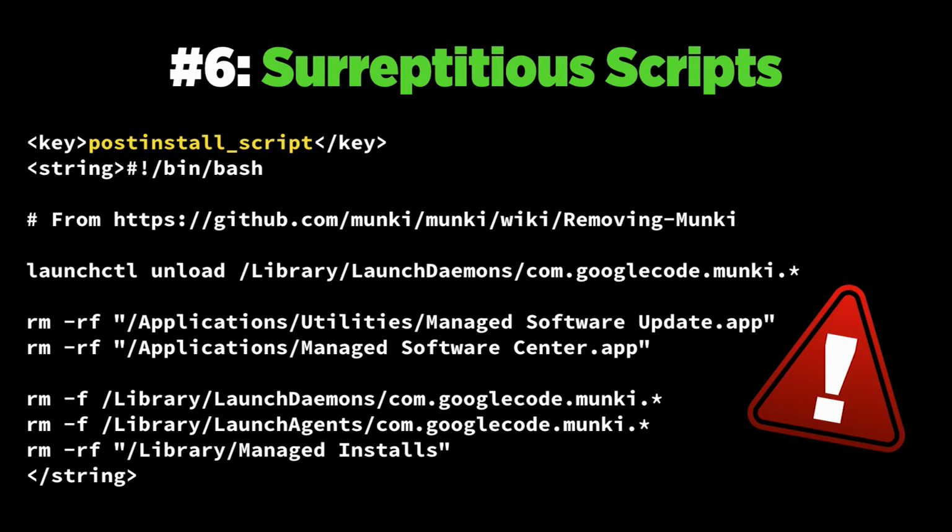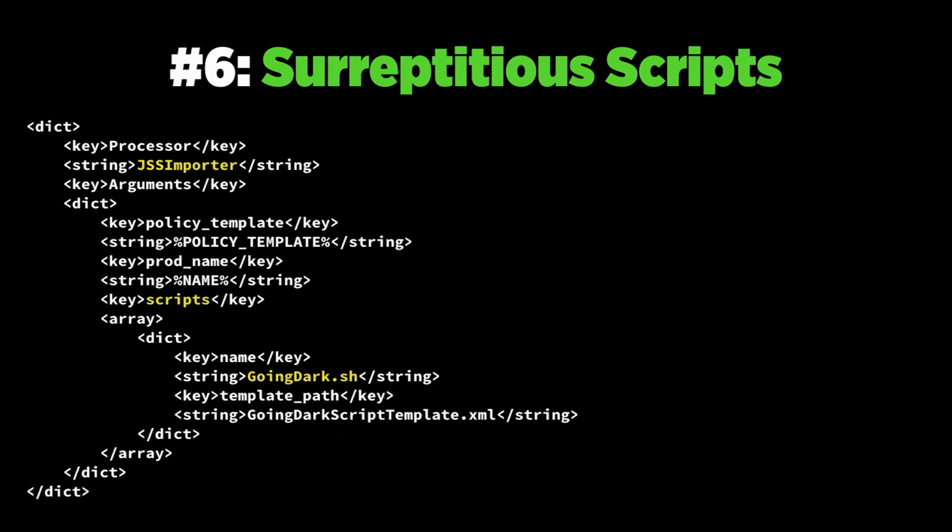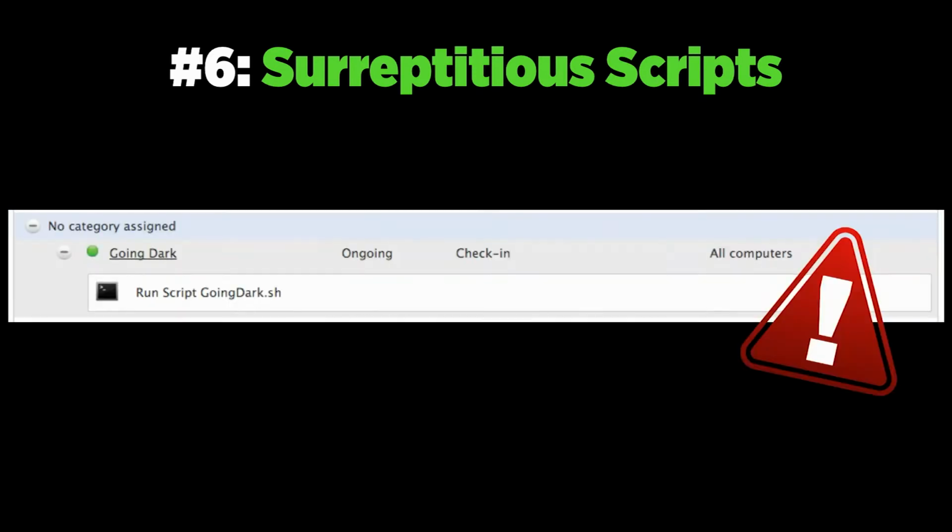And similarly, we don't want to leave our Jamf friends behind. So I've made a JSS importer processor here that includes a script called going dark. I wonder what that could do. That we then scope in a policy to all computers, set it to run at the next check-in, and that's the stuff nightmares are made of.